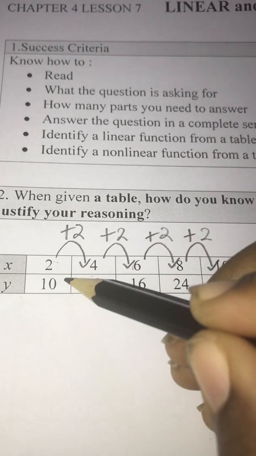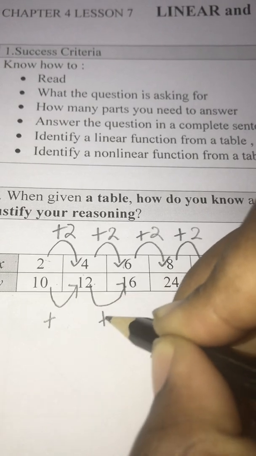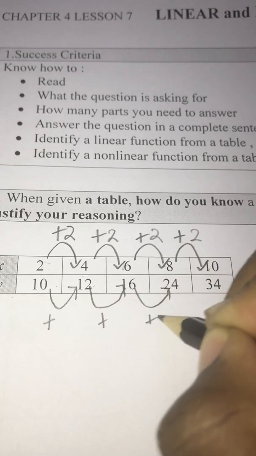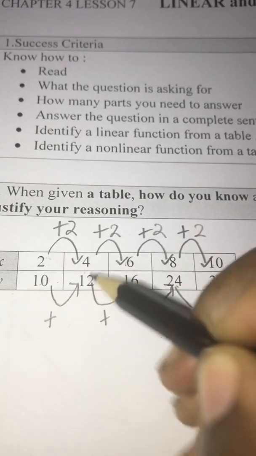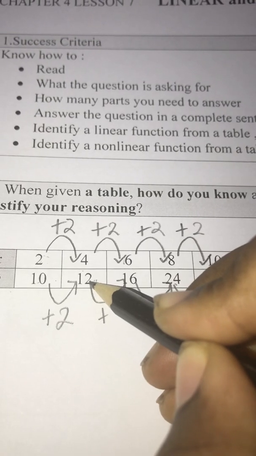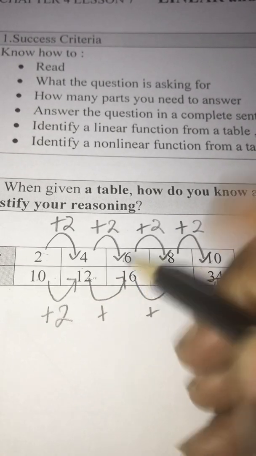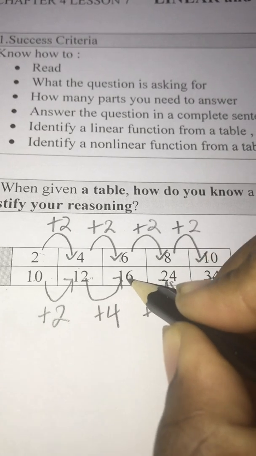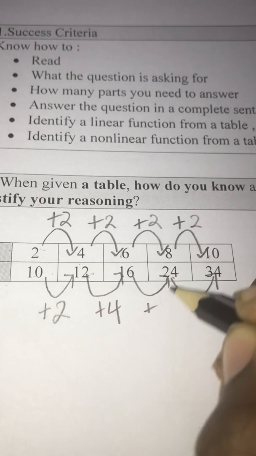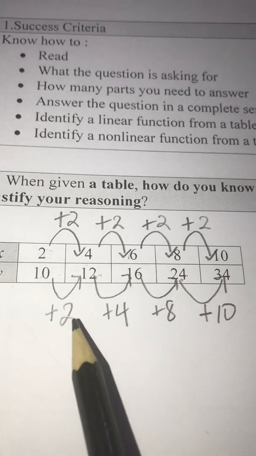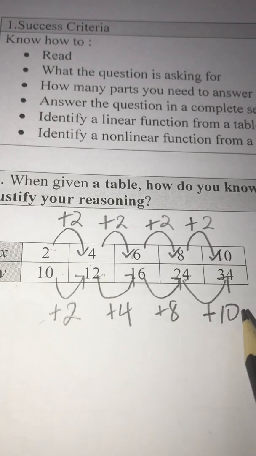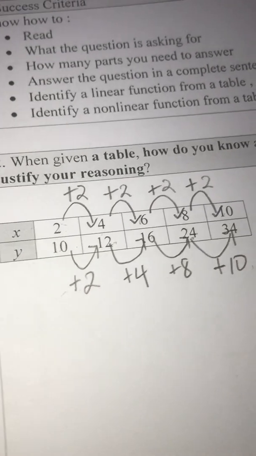Now, let us do Y. What do you notice? Your numbers are increasing. So I do my arrow and put my plus. Now, 10 plus 2, 12 plus 2 is 14. So 12 plus 4, 16 plus 8, 24 plus 10. Now this is nonlinear because y is increasing by a different number every time.